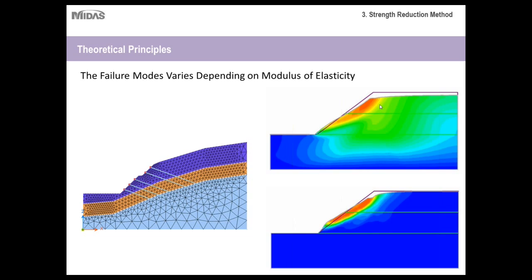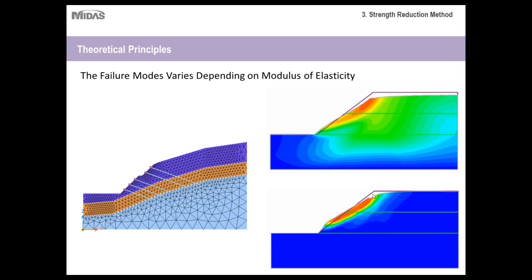So as you can see, there's a significant amount of deformation, not only around the slope itself, but also behind it, and also extending well below it. Whereas when the modulus of elasticity is higher, deformation occurs only at the top of the slope here, or this portion here.